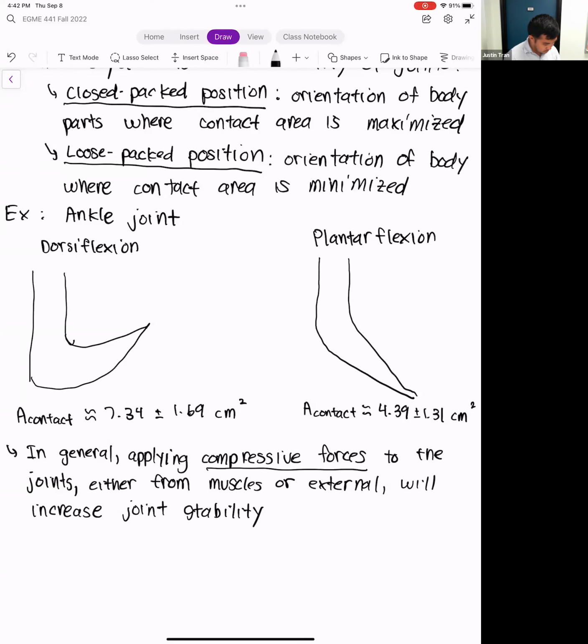And so, of course, the opposite is true as well. If you apply forces that kind of pull the joint further apart, then that's going to decrease stability. This is such an important concept that it'll be our focus for the next few weeks. We're going to do some calculations where we look at the human body in certain positions, and compute what the reaction forces are at the joints.